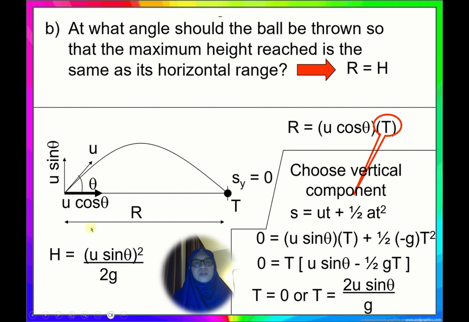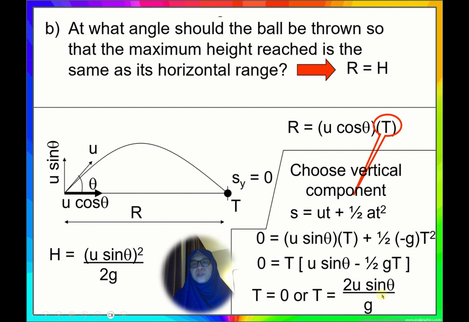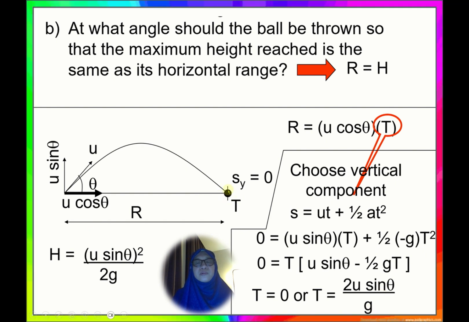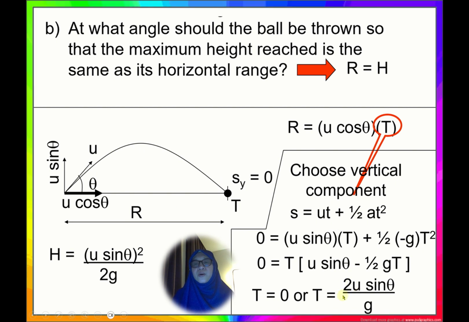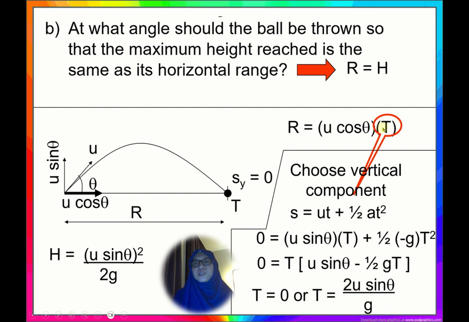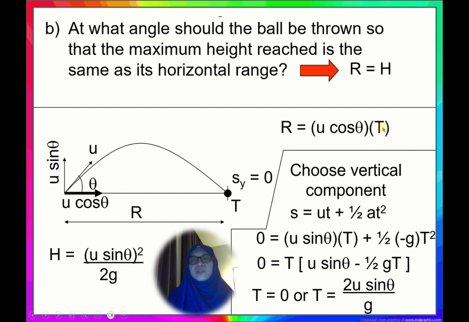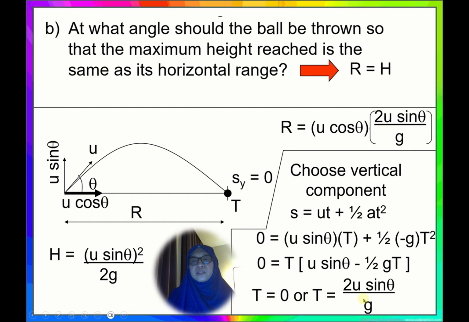So t equals 0 is at the starting point here. And then the other t, 2u sine theta over g, is when the ball reaches the other side, when it reaches the ground again here. Okay, projected here and then reaches the ground here. So this is the time taken. Okay, so this time we can substitute into here. So we substitute this t into here.